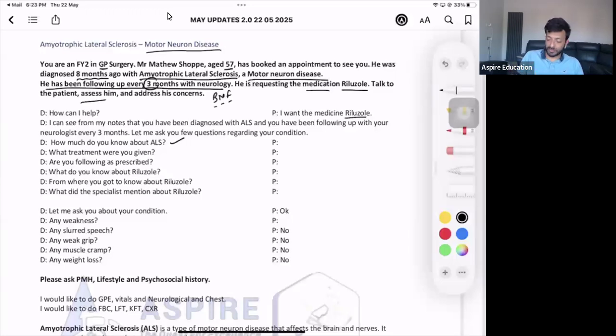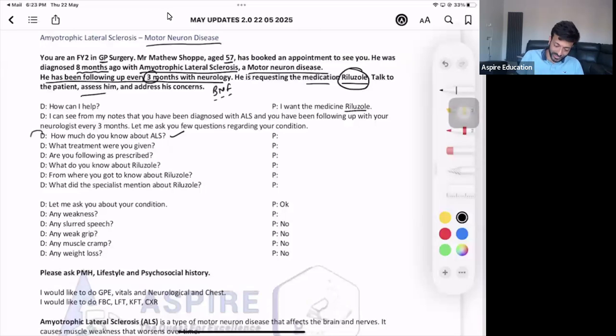What treatment has been given? Because this patient is requesting riluzole, you need to know what the patient has already been taking, what is the treatment that has been given to this patient? Yes, how much this patient knows about riluzole, from where he got to know about riluzole, and why the specialist didn't start him on riluzole, isn't it? So all those questions you can ask.